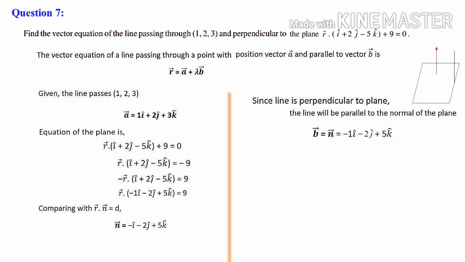Means vector b and vector n will be equal. Vector b is equal to vector n, which is taken here, minus 1 into i cap minus 2j cap plus 5k cap. Let's substitute it. That is vector r is equal to 1i plus 2j plus 3k, that is our A, then plus lambda into b. B is here, minus 1i minus 2j plus 5k cap.